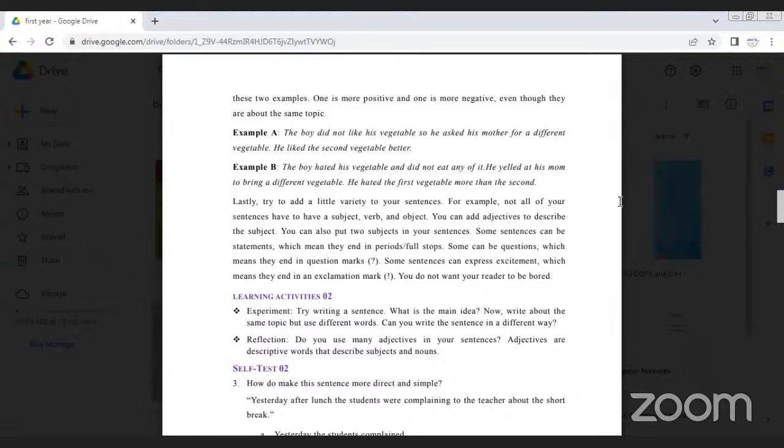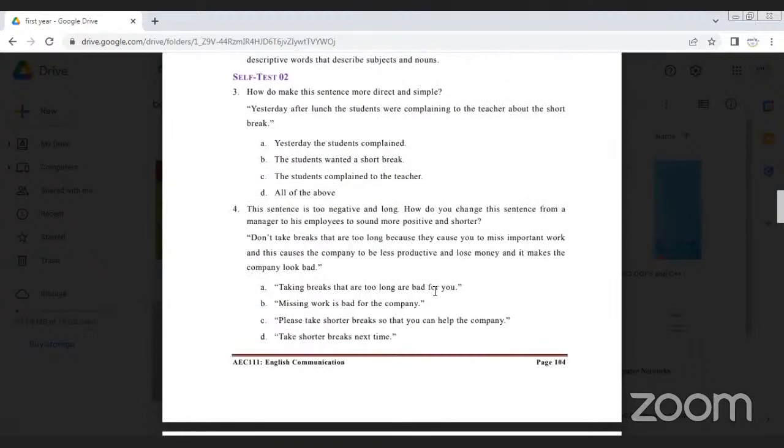Okay, you can also put two subjects in your sentences. Then some sentences can be statements, which means they end in a period or full stop. Some can be questions, which means they end in a question mark. Some sentences can express excitement, which means they end in an exclamation mark. This is the symbol of the exclamation mark. You do not want your reader to be bored.